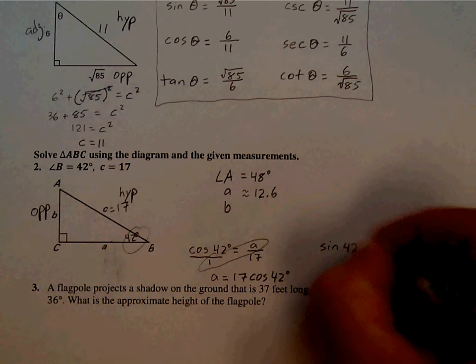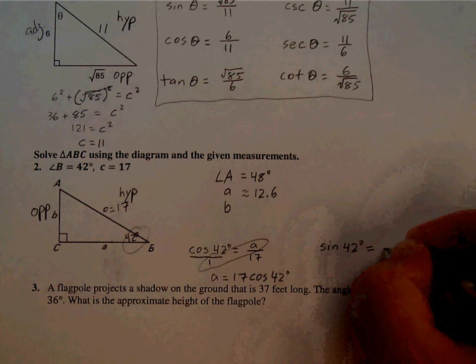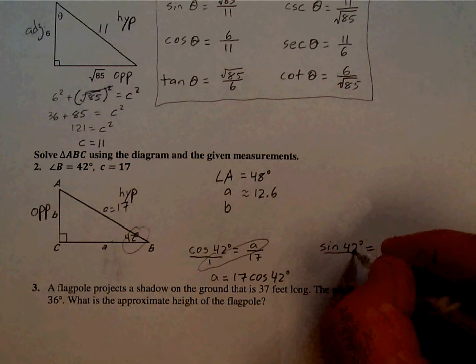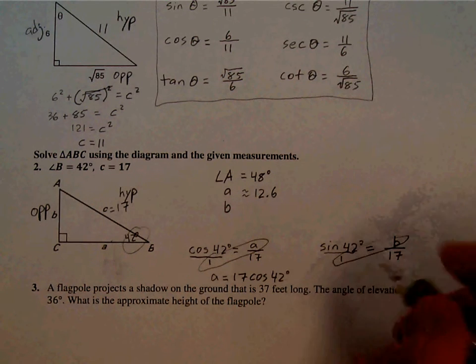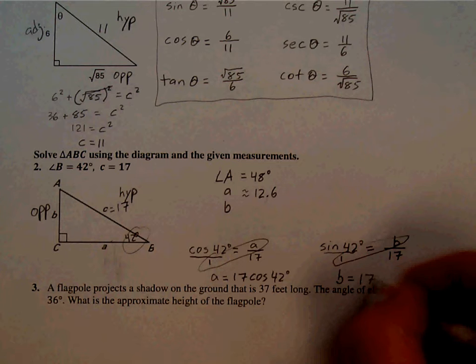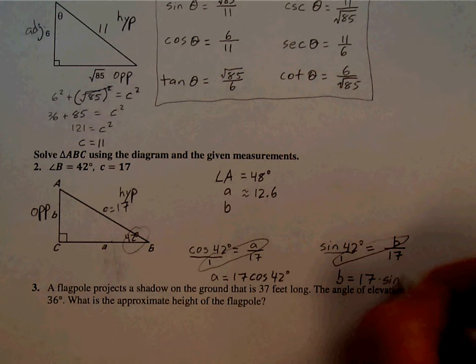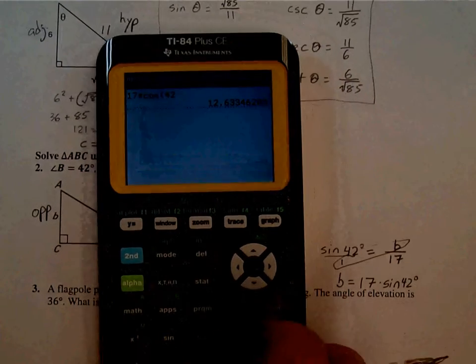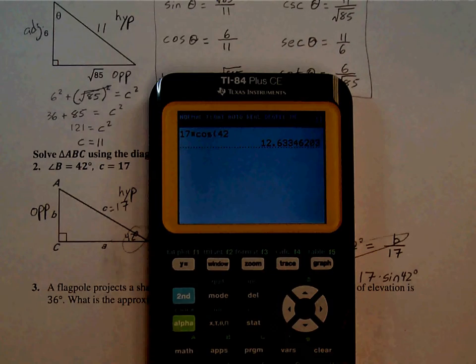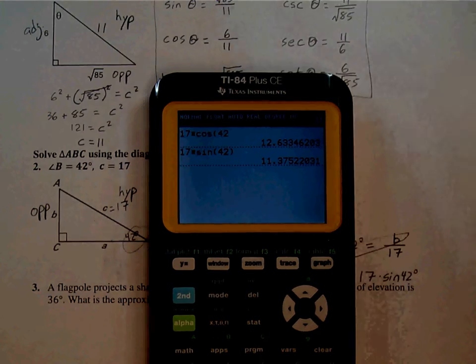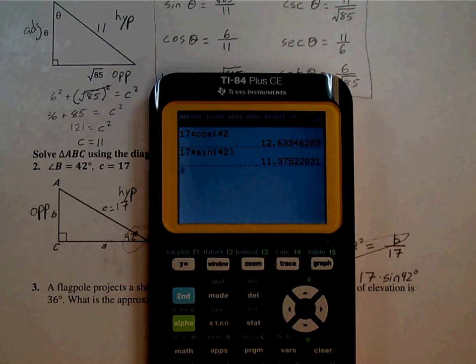So set up the equation. Sine of 42 degrees is equal to your opposite, which is B, over the hypotenuse, which is 17. Put sine of 42 over 1, cross multiply. 1 times B is equal to the other cross product, 17 times sine of 42. Pull out the calculator. We're going to do 17 times sine of 42. And we get about 11.4.